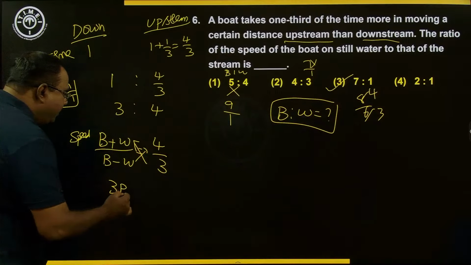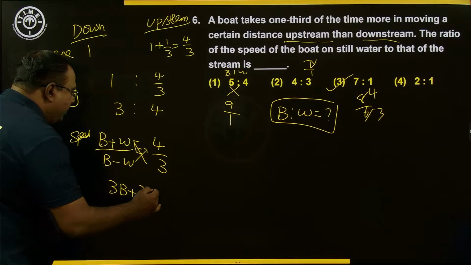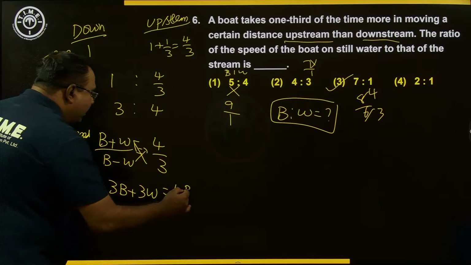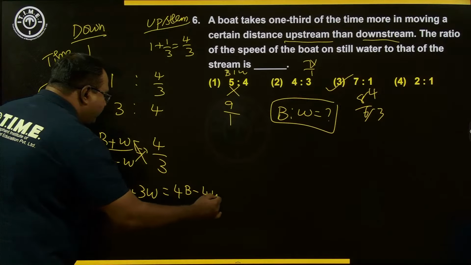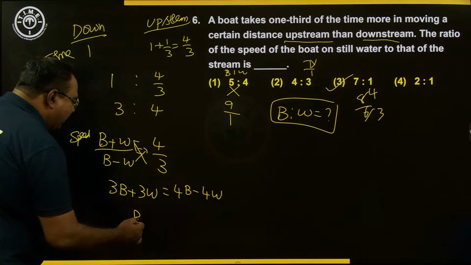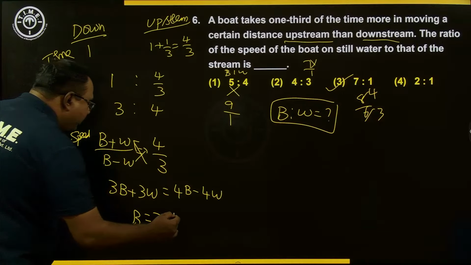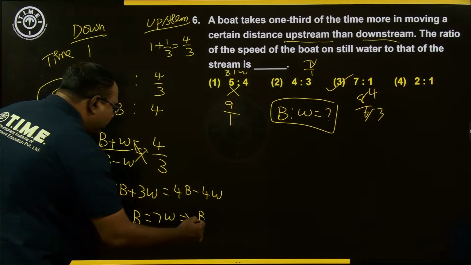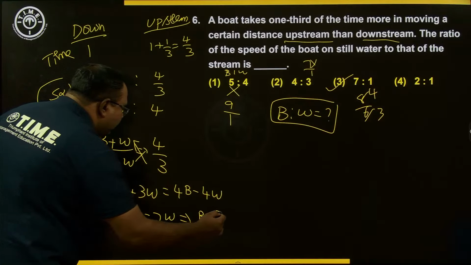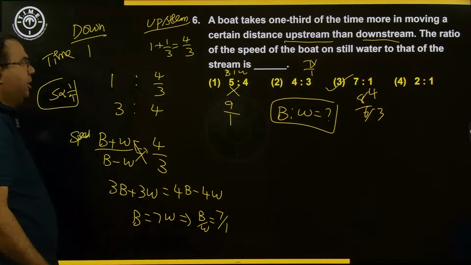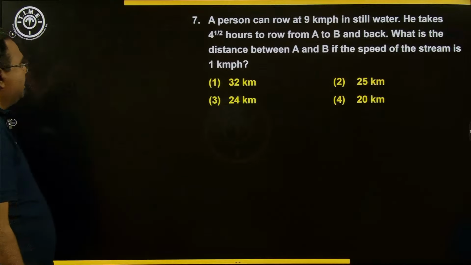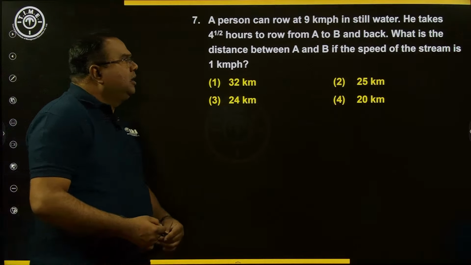3B plus 3W is equal to 4B minus 4W. So I'll get B is equal to 7W, or B upon W, I'm saying not required, 7 is to 1. You can substitute from the options. Okay. Let's move ahead. Next question.